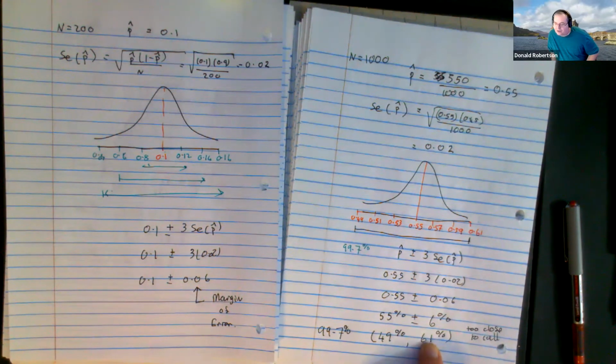If 61% wins, don't they win by a landslide? But couldn't it also be 49%? And if it was 49%, didn't the other guy win? We'll assume it's a 2-party race. And so if sometimes you lose and sometimes you win, they use the phrase too close to call.